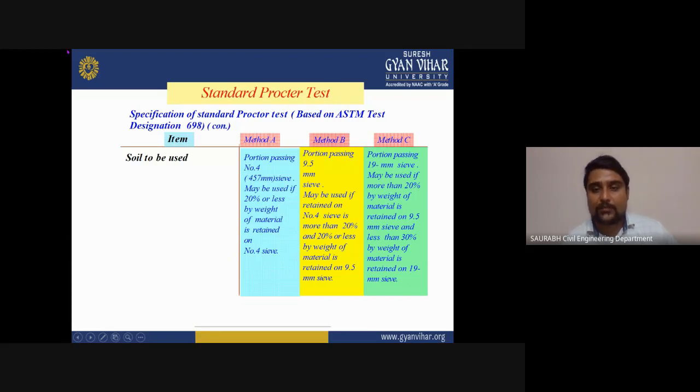And these are the three methods which we use for the determination of the Proctor test. And by this method, you can determine the compaction value of soil.